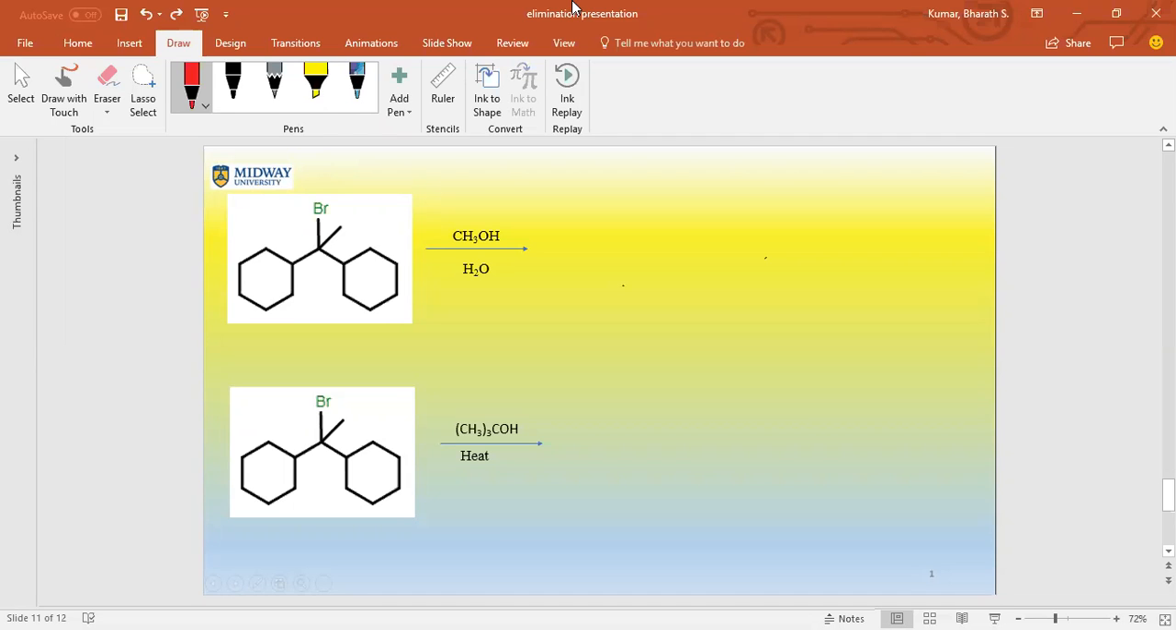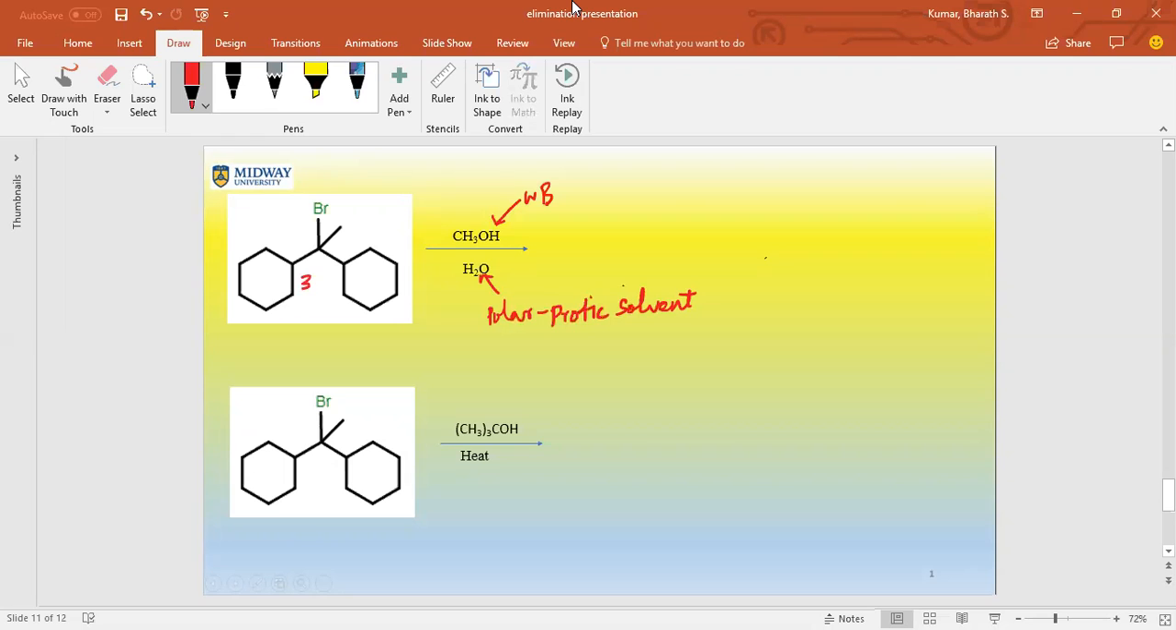All right, now the first thing you look at in the first example is the base itself, and that's a weak base. And this is a polar protic solvent, right? A polar protic solvent highly favors an SN1 or E1 reaction, especially when it's a weak base. The fact of the matter is this is not a very bulky base. We can expect an SN1, okay?